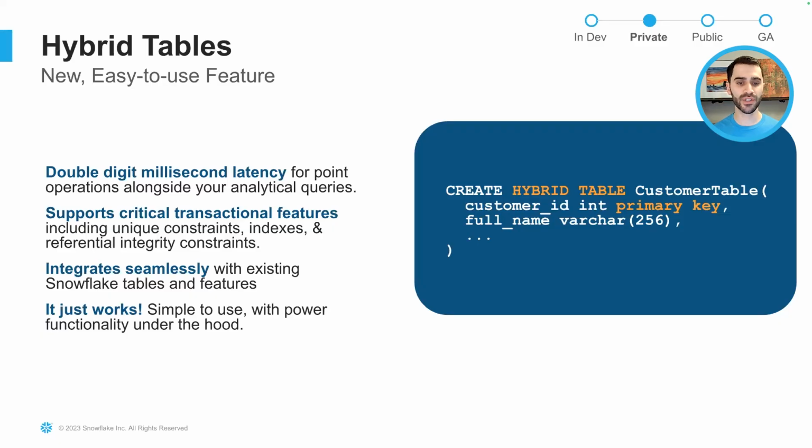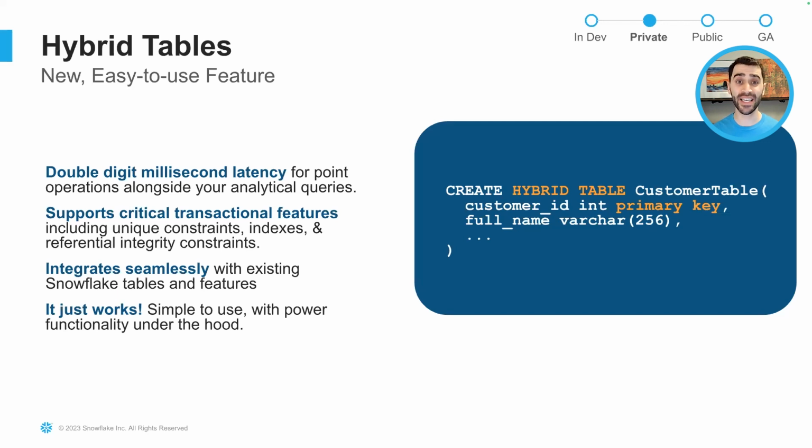Hybrid Tables support features that we know are critical for many transactional workloads. You get primary keys that enforce uniqueness. You can add additional unique constraints. Hybrid Tables will enforce foreign key relationships with referential integrity constraints. You can also declare additional secondary indexes on attributes that are important for common access paths within your app.